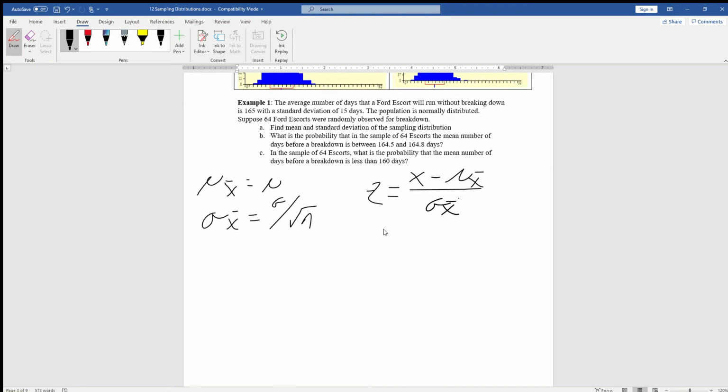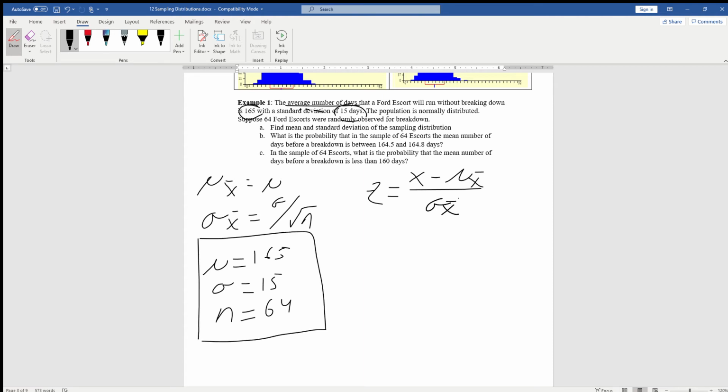It might be helpful for us to get a basis of the variables, right? So in this example, mu, the average number of days before breakdown, is 165. The standard deviation is 15 days. And then the number of samples, n, is 64. All right, so that's a baseline of things that we have to have before we can even attempt either A, B, or C. So we're going to hold on to that.